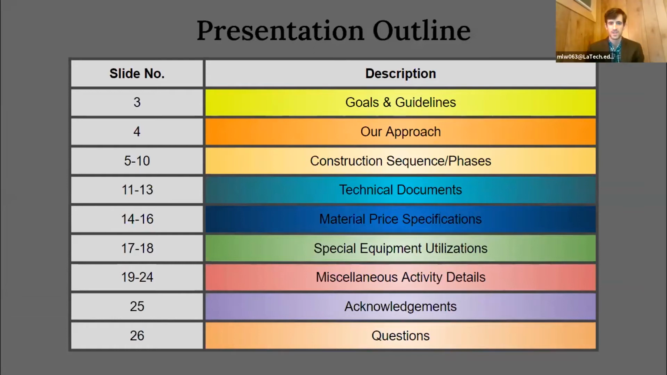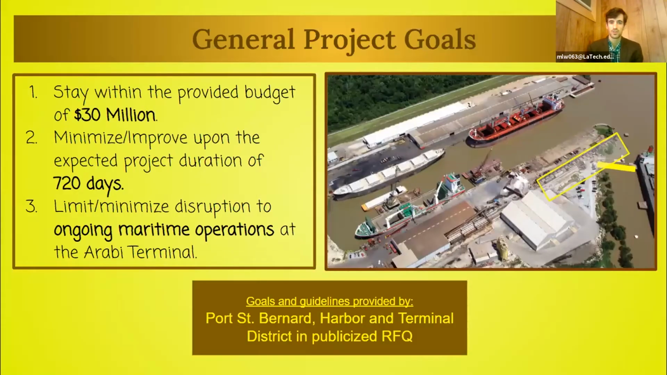So this is just a little presentation outline, and it's color coded with the slides so that you can use this as a reference if you're viewing it later. Our general project goals were to stay within the provided budget of $30 million, which included Wharf A and F, although we were only bidding Wharf A. Minimize and improve upon the expected duration of 720 days, and to limit and minimize the disruption to ongoing maritime operations at the Arabi terminal. And these goals and guidelines were provided by the Port St. Bernard Harbor and Terminal, published in the request for qualifications.